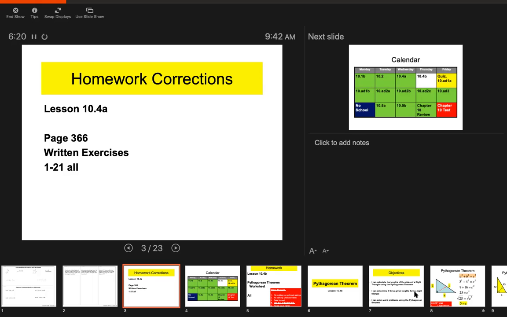Homework today will be a worksheet. There's really only one thing I'm going to introduce today. It's just a different way of asking the question. So not anything really new today, just a different way of asking Pythagorean theorem.